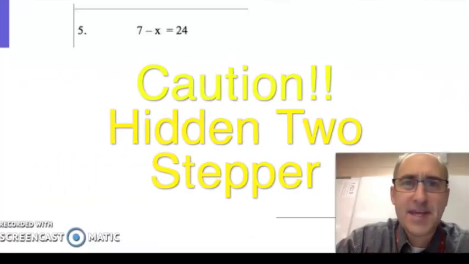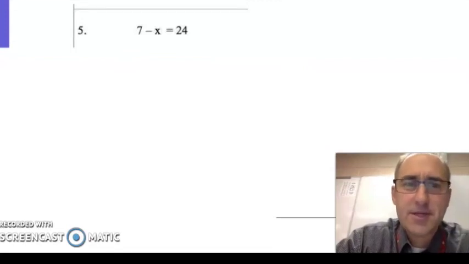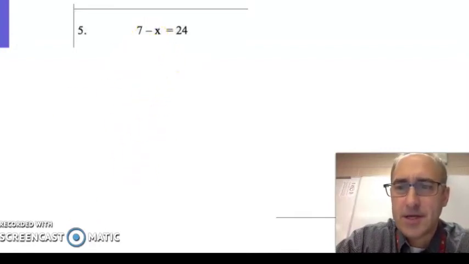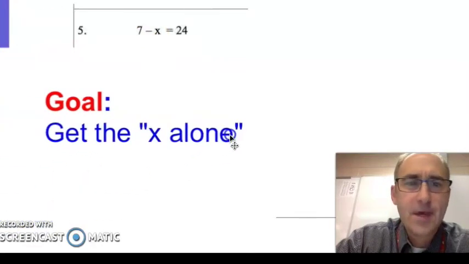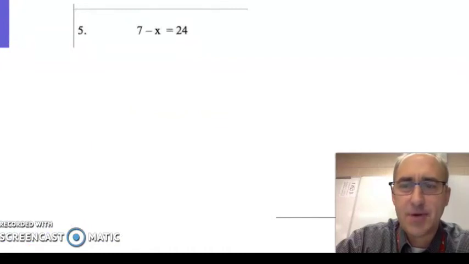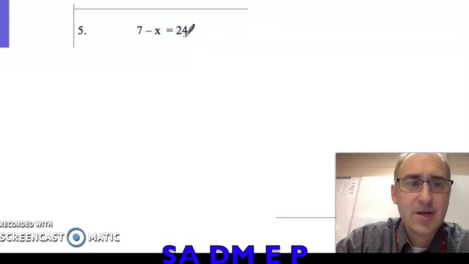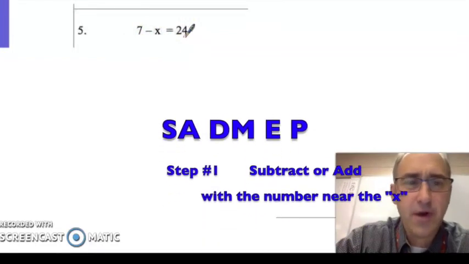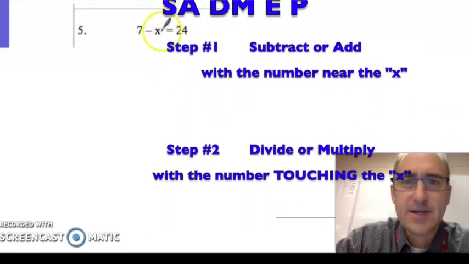Time to move on. Moving back up to 5. This is a hidden two-stepper. Can you see the hidden second step? Keep watching to see. What's my goal? My goal again is to get x alone. So I need to find the opposite operation. There's 2 operations going on here. This says 7 minus x equals 24. I need to do PEMDAS backwards, SADMAP. I start with the addition and subtraction before I move anything away from the x.